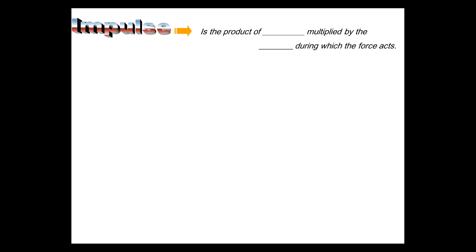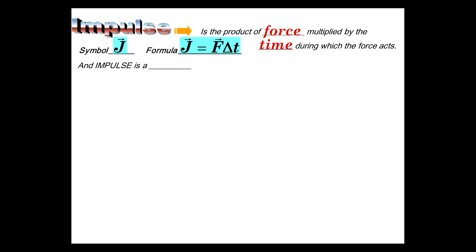So now, having defined momentum, let us define impulse as well. Impulse is the product of force multiplied by the time during which the force acts. Very simple. Symbol, J. Notice the arrow on top, meaning it's a vector. Formula: J, or impulse, is force times time.